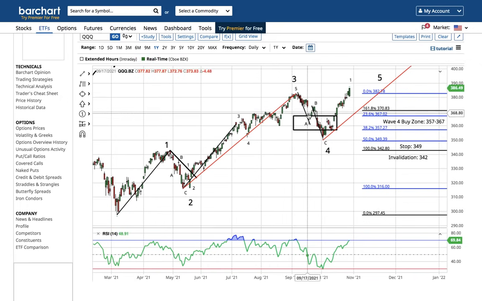That's why we were looking for a corrective structure where the length of wave A, placed at the wave B high, is where wave C ended, right before the 50% retracement. So we had a wave 4 that retested the wave 1 high. So wave 5 will be at least the length of wave 1, placed at the wave 4 low. So that was going to take the Nasdaq to 395.